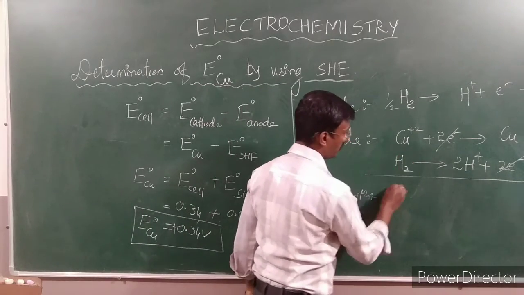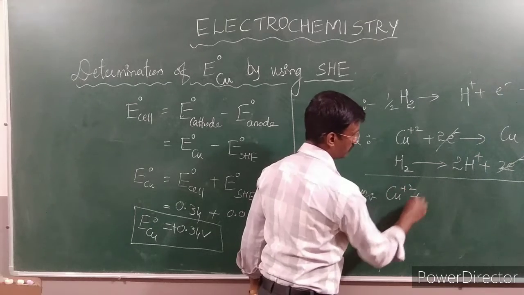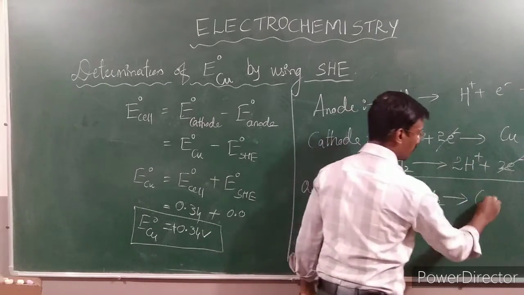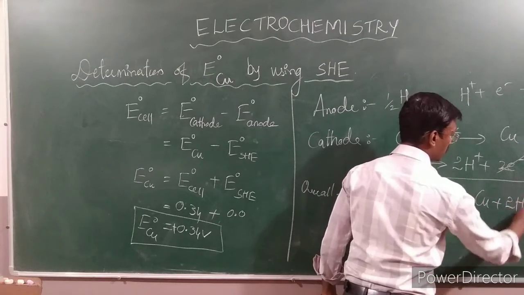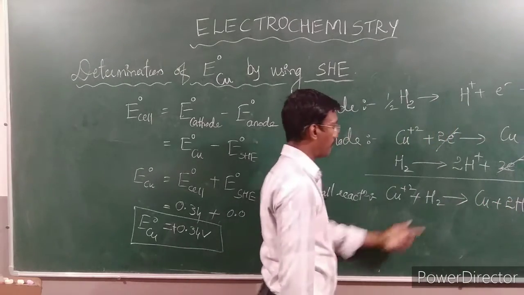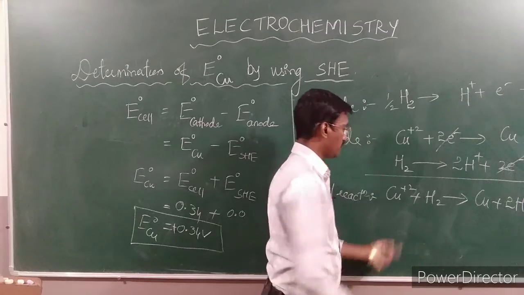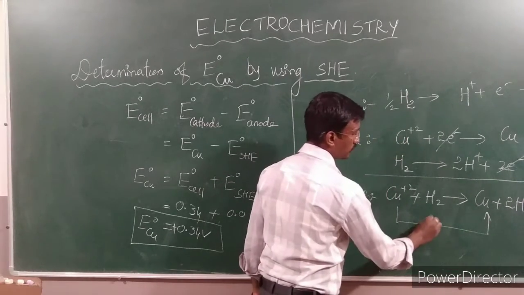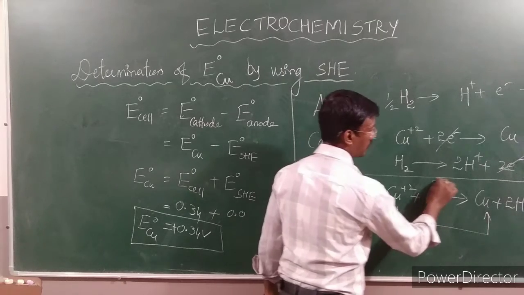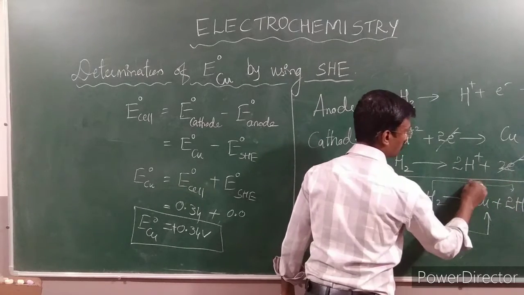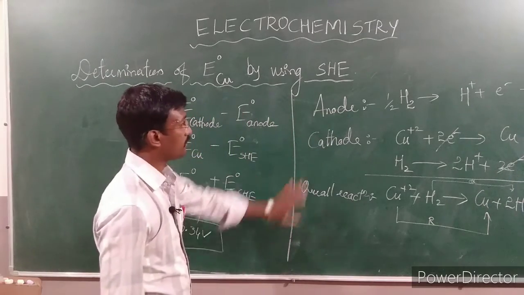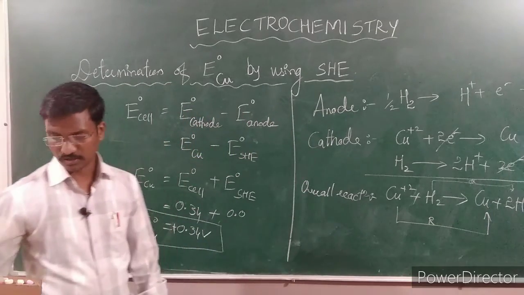The remaining is copper 2+ plus neutral hydrogen, and it is going to form copper plus 2H+. Can you see here it is balanced? Copper 2+ undergoes a change to 0, meaning copper undergoes reduction, and hydrogen undergoes oxidation. This is called the complete redox reaction.